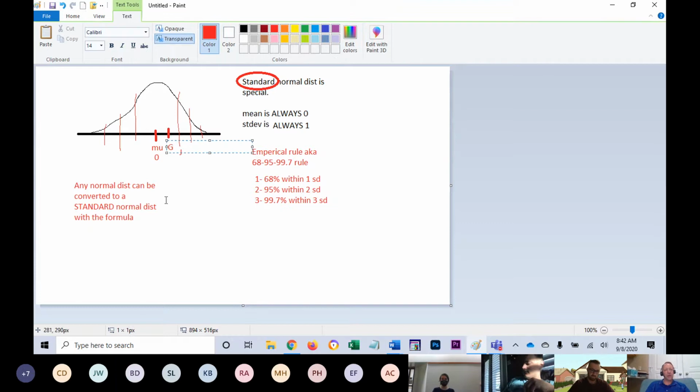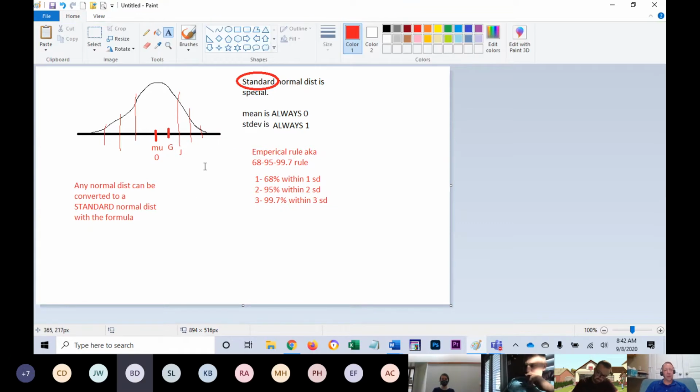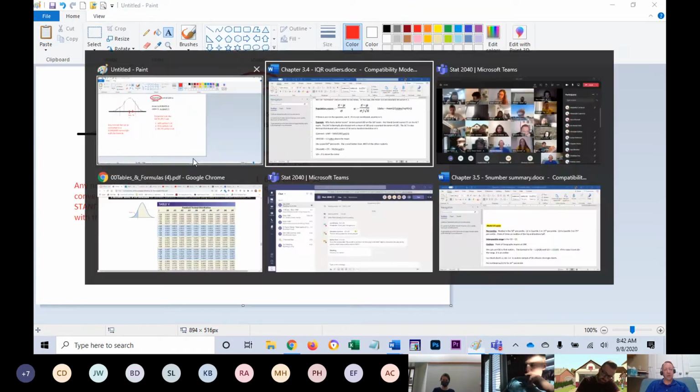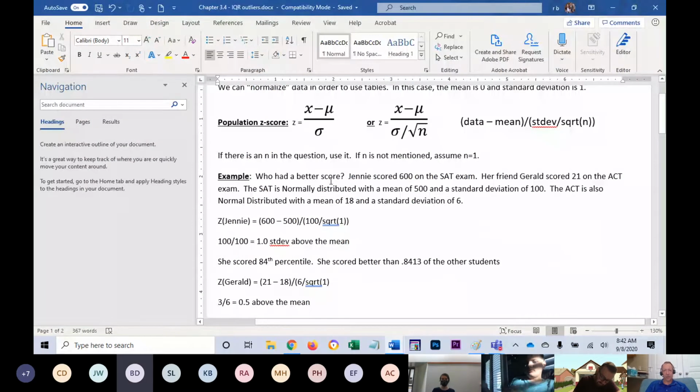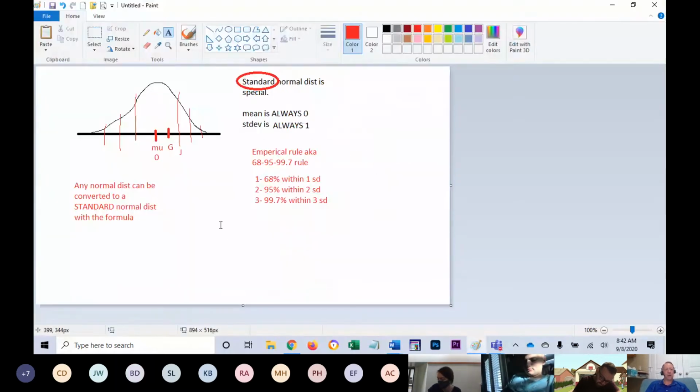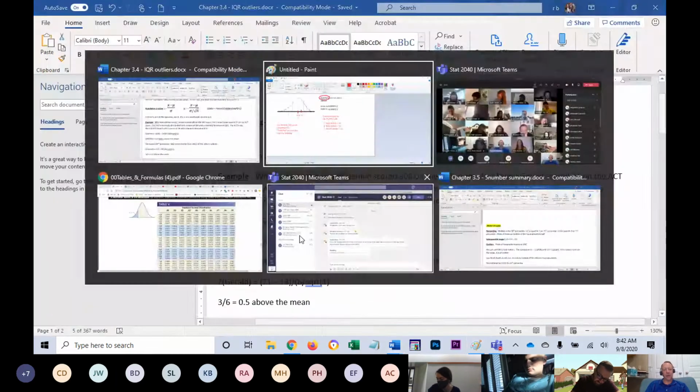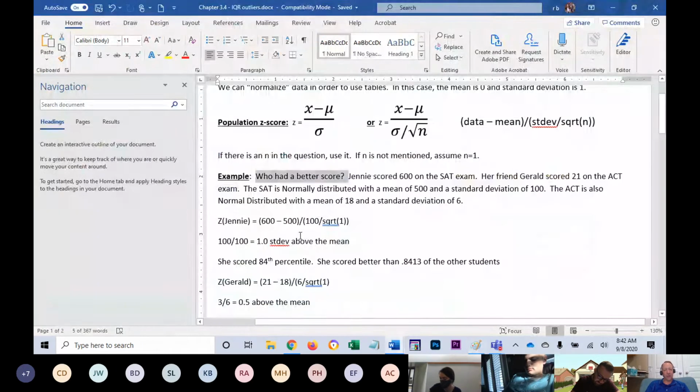So visually, to answer the question of who did better, you can already see who did better based on just the z-score. I don't even need to figure the table out. Who did better based on the z-score? Jenny did.